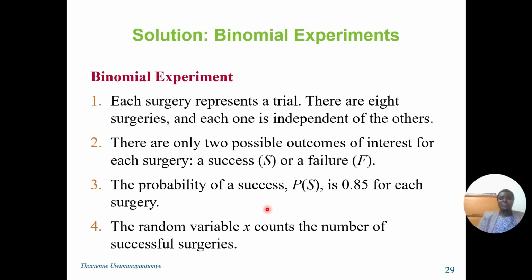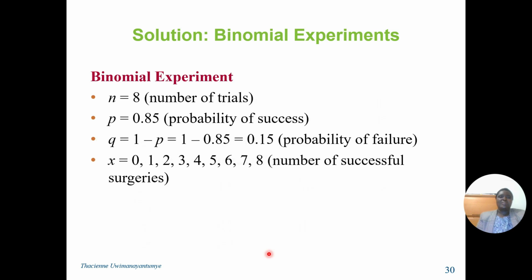And then the probability of success, p, is 80% for each surgery. And then the random variable X counts the number of successful surgeries. So you see, n is 8, p is 0.85, and then q will be 1 minus 0.85, which is 0.15. So you see, this is a binomial experiment.